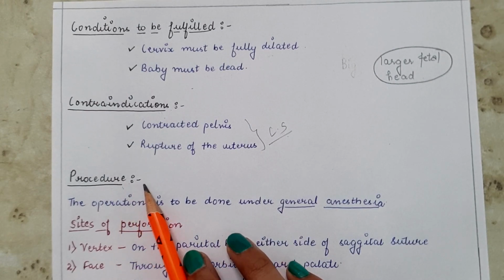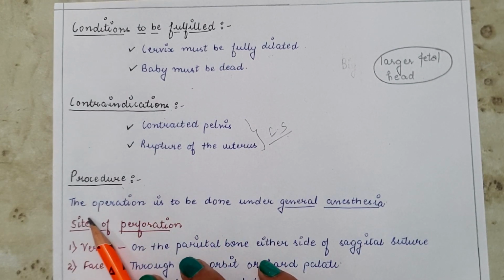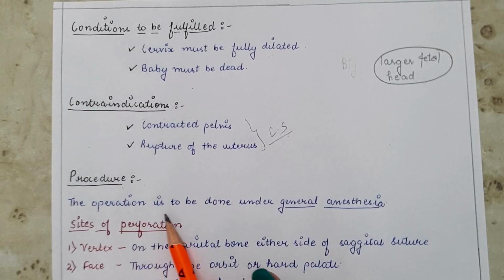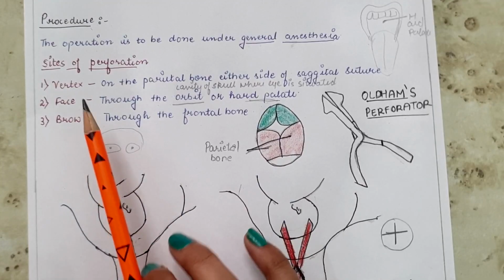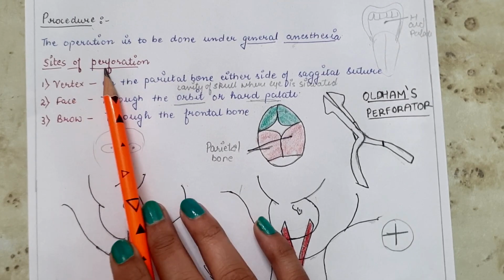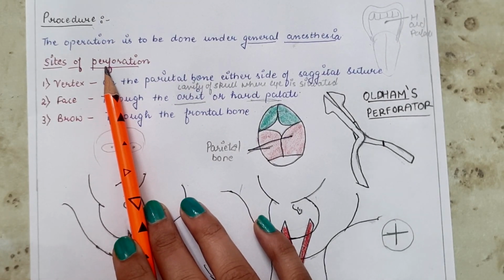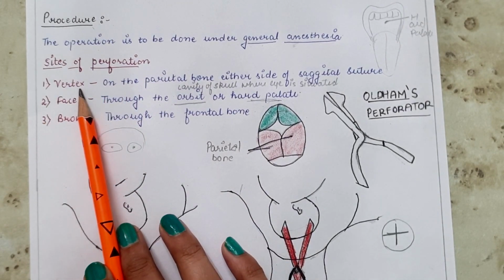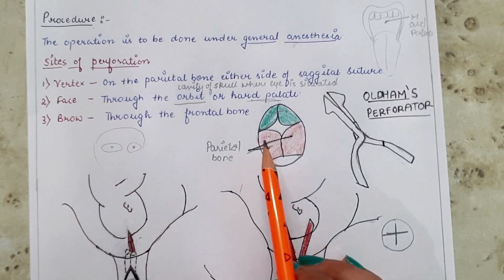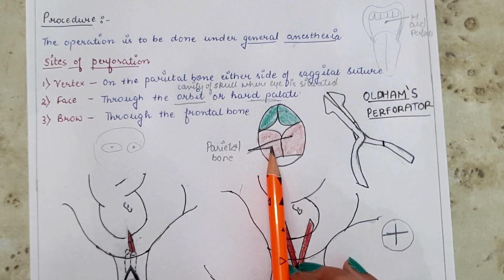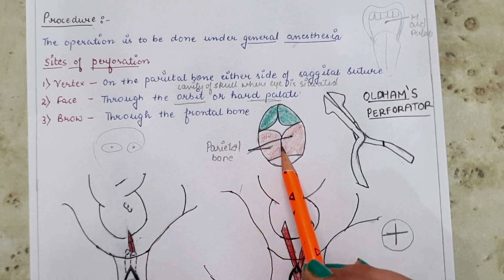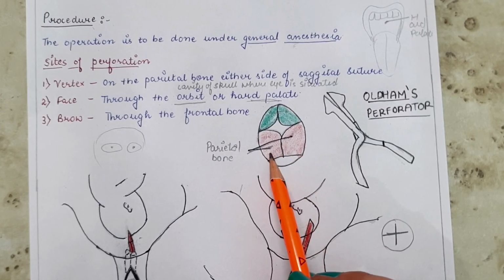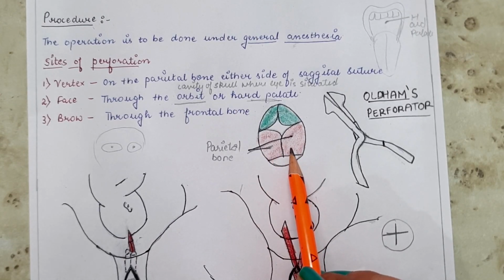Next is the procedure of craniotomy. So first of all, the operation is to be done under general anesthesia. Sites of perforation, or the sites where the hole is to be made. In the case of vertex presentation, the perforation or hole is to be made on the parietal bone, on either side of the sagittal suture. This is the sagittal suture, and these are the parietal bones in red color.